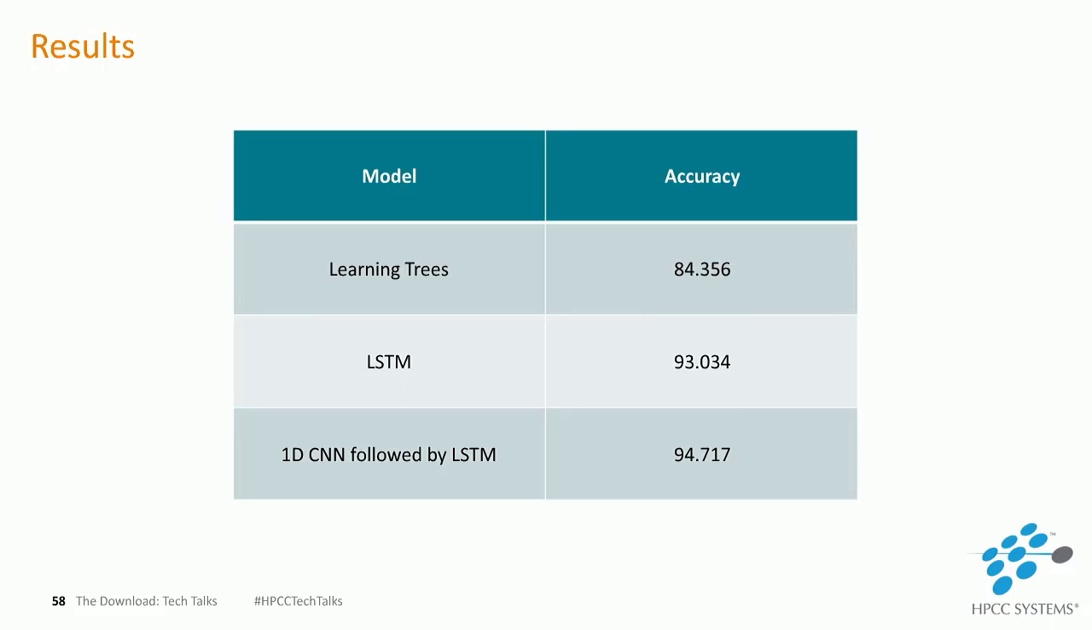So just to give you the results, learning trees were not very suitable for this case, but I included it just to show you the contrast. It has an accuracy of 84.356%, whereas the LSTMs, which specialize in longer time series, give an excellent accuracy of 93.034. Now note that this is a multi-classification with 6 output nodes, so getting an accuracy of 93.94 is a very good performance by the model. The one-dimensional CNN followed by LSTM gives us that slight 2% edge because of the features extracted by the CNN. So finally we did end up getting an accuracy of 94.717 with the help of HPCC.